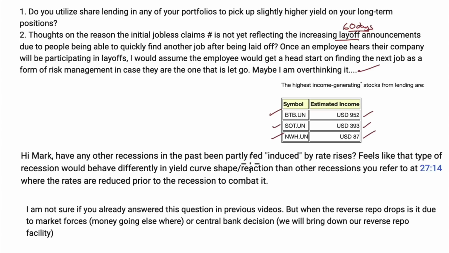Have any other recessions in the past been partly Fed induced by rate rises? Yes, not partly, entirely. 1981. You had the Iranian Revolution in 1979, which caused a recession. Then inflation went up, and Volcker kept raising rates, saying only a recession can fix this. And you had what's called a double dip recession in 1981. That was entirely caused by the central bank.